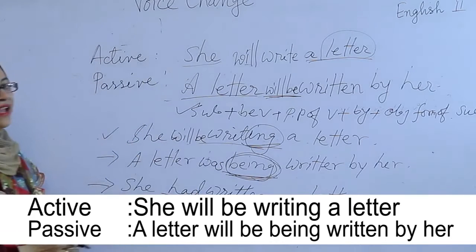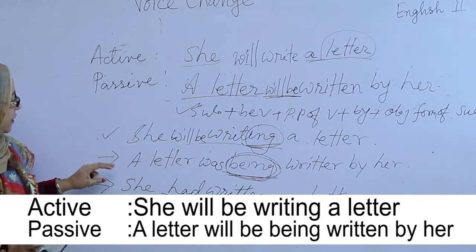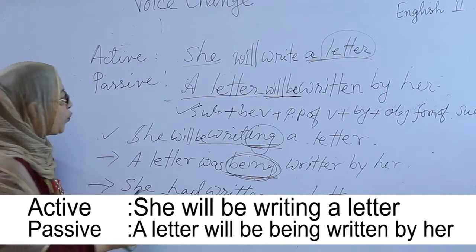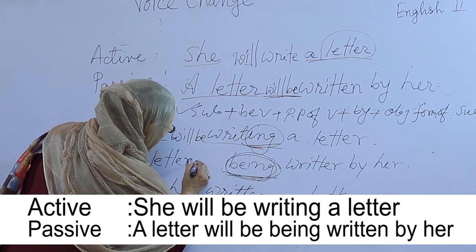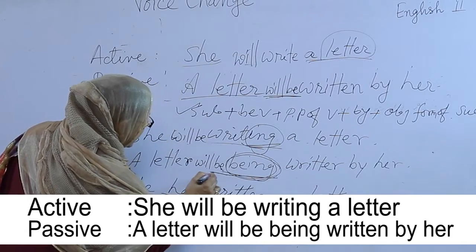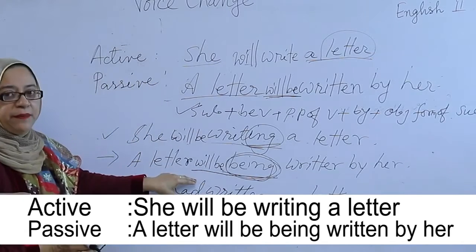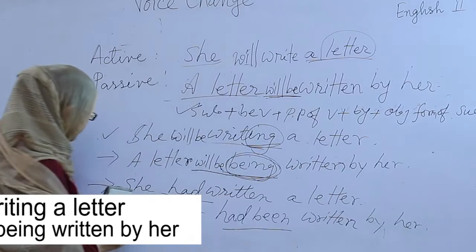She will be writing a letter. This is the future continuous form. So I turn it into passive. I use a letter will be being. A letter will be being. Only I change here: will be being written by her.